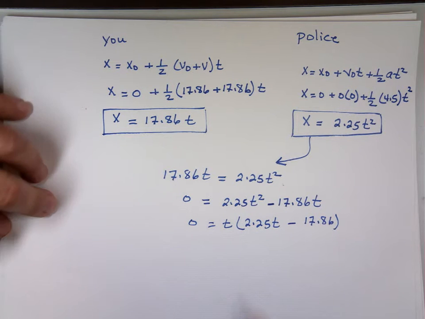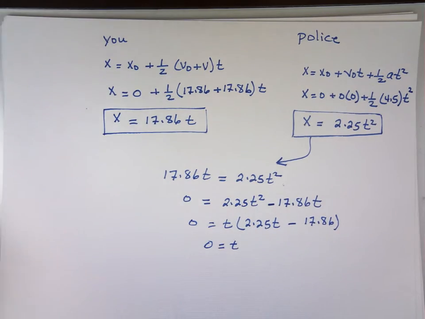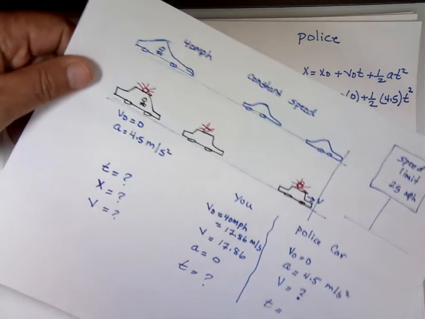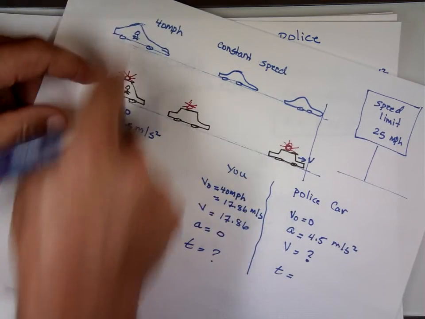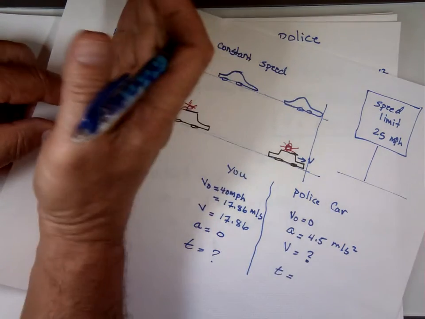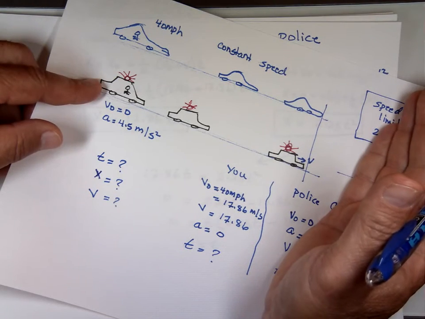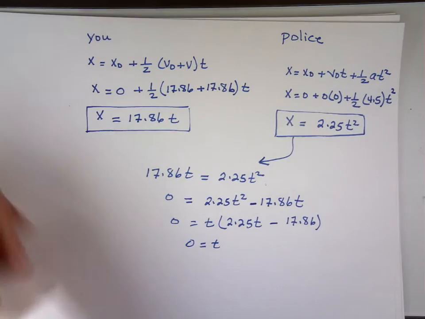So t could be 0, which is true. Why is t 0? That's when you go by the police car. At that time they have the same time and the same distance. Down here, let's see how long it's going to take them to catch up to you. So the second solution is where the other factor is 0.